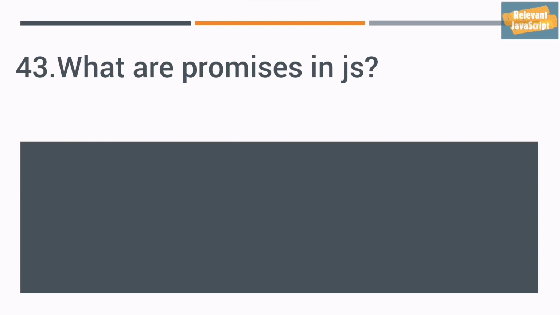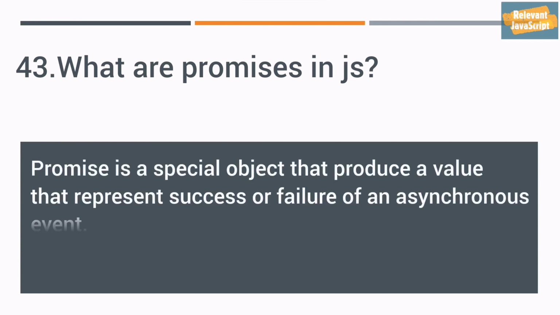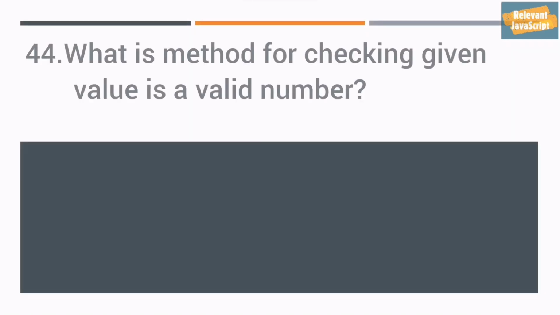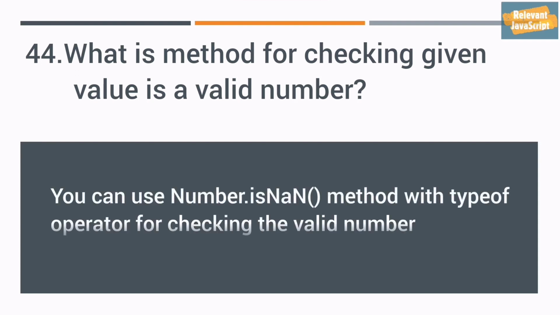Question number 43. What are promises in JS? A promise is a special object that produces a value that represents success or failure of an asynchronous event. Question number 44. What is the method for checking if the given value is a valid number or not? You can use Number.isNaN with the typeof operator for checking the valid number.